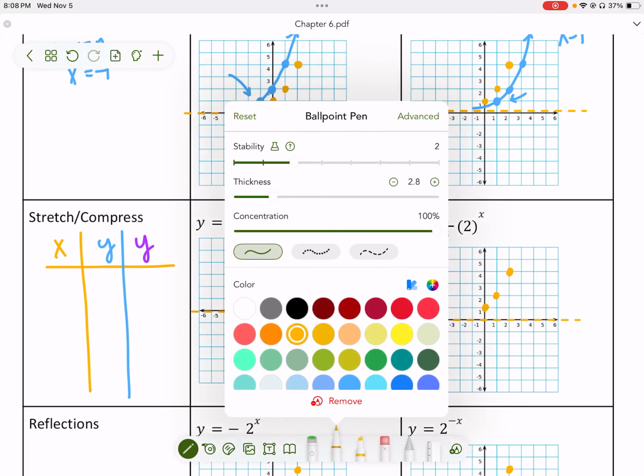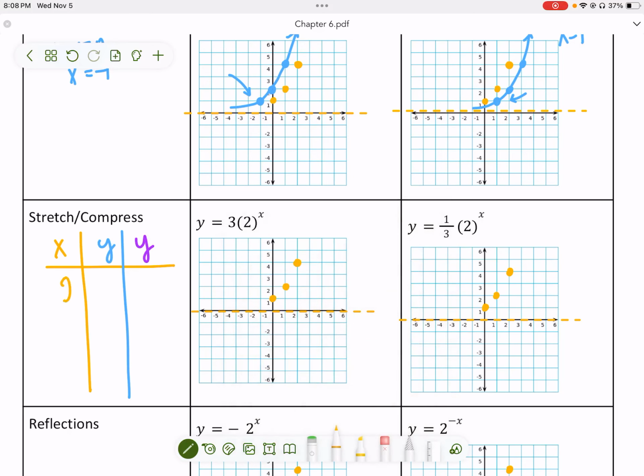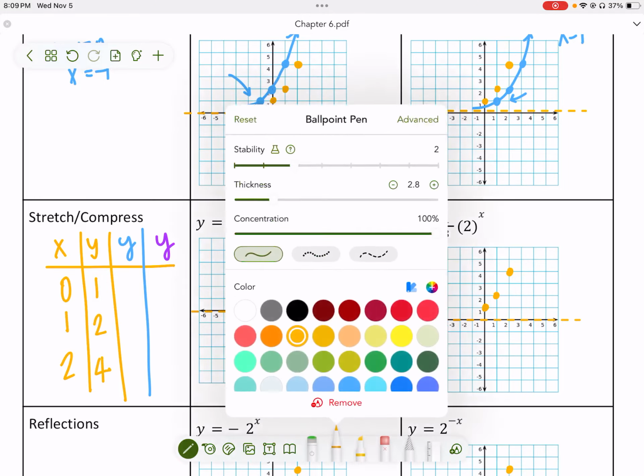My original x values were 0, 1, 2. Oh, I forgot to do my original y values too. Oops. I'll go back and fix that. We'll do y, and then we had 1, 2, and 4. So that was my original function.